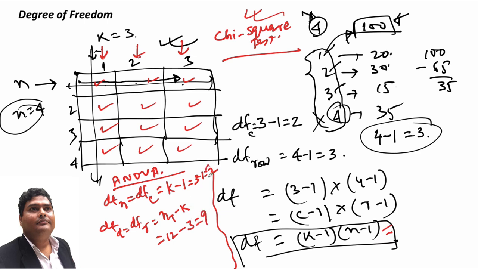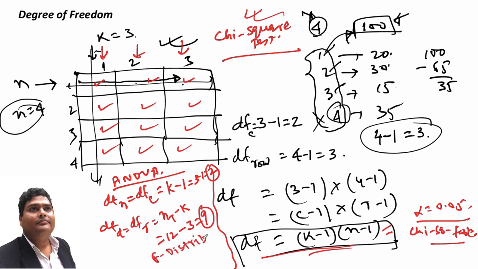So based on these two values, degree of freedom 2 and degree of freedom 9, we can calculate the critical value from the F distribution table, based on these degrees of freedom and alpha 0.05, whatever it is. Here we refer to the F distribution table and can find the F critical value. Hope you have understood the concept of degree of freedom, how we apply it in the chi-square test and ANOVA, and how it is different in terms of calculation.